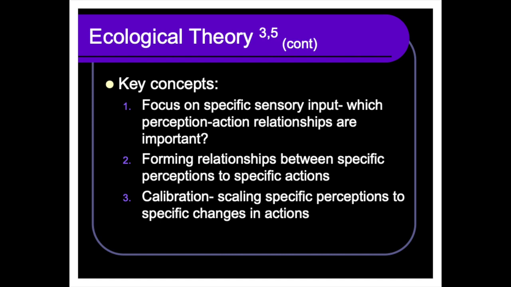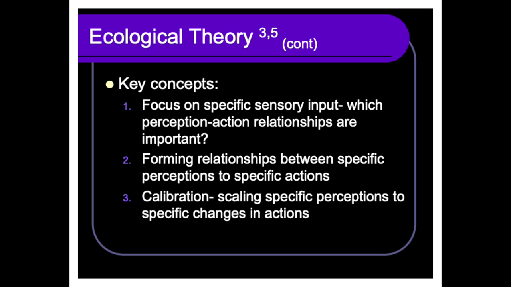Concept number 2 says that you form relationships between specific perceptions and specific actions. So not only are you figuring out what sensory input, you're figuring out what about this sensory input is important to me, and how does that relate specifically to an action. So if I see a change in the environment and perceive the environment is changing this way, how do I change my motor response? And the third part of this is calibration.